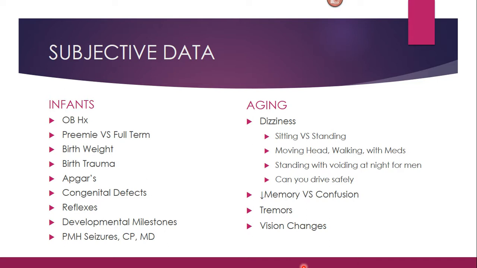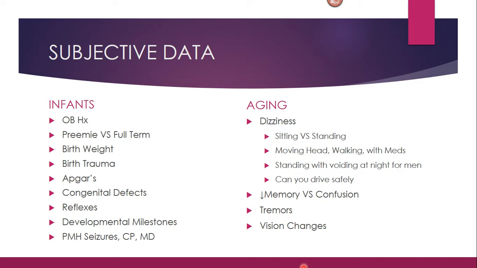So when we're talking about our pediatric population, especially infants, we want to know mom's OB history, which we may or may not know as well. But did she have any infections or illnesses? Did she have PIH, pregnancy-induced hypertension, toxemia? Was she taking any medications, using drugs or alcohol? Is she a diabetic, or did she develop gestational diabetes?